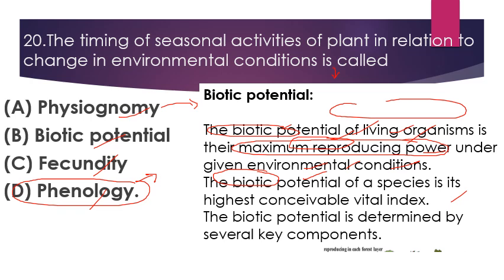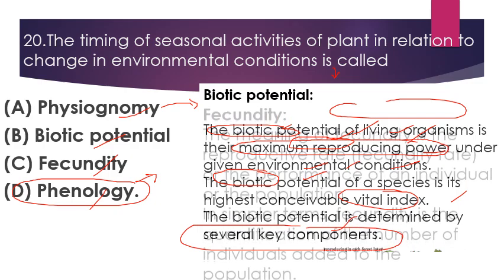एक जो favorable environmental conditions हैं उसमें कोई living organism कितने offsprings produce कर सकता है, that is called its biotic potential. So biotic potential of a species is its highest conceivable vital index, and the biotic potential is determined by several key components. बहुत सारे components हैं जिसके basis पे हम इसे determine कर सकते हैं.